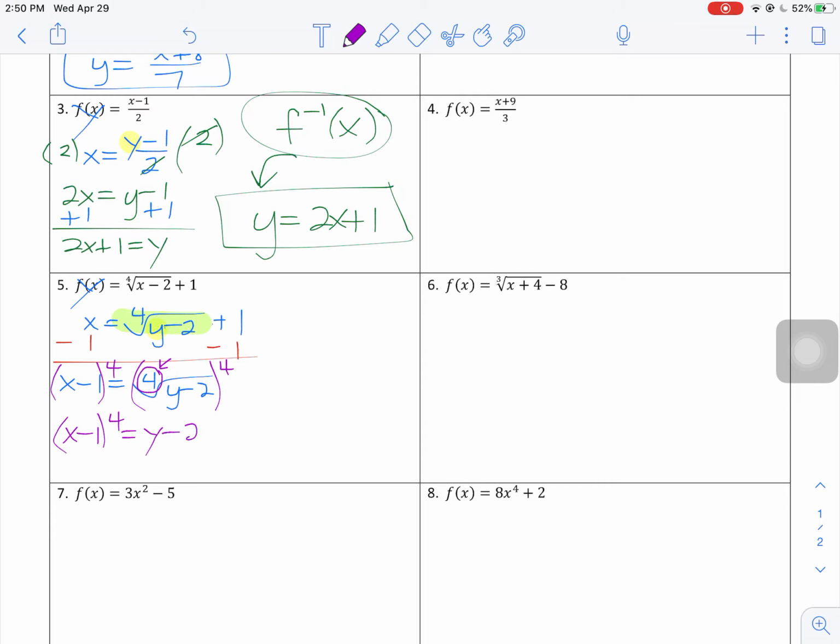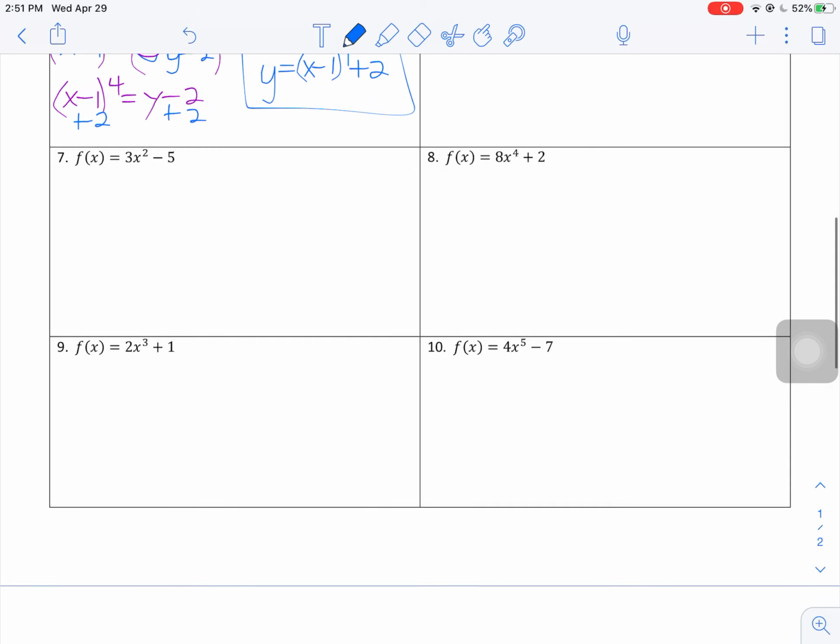The radical is gone, and now I just need to get rid of that minus 2. So I'm going to add 2 to both sides. Final answer, y equals (x minus 1) to the fourth plus 2. Number 6 is left for you to do.